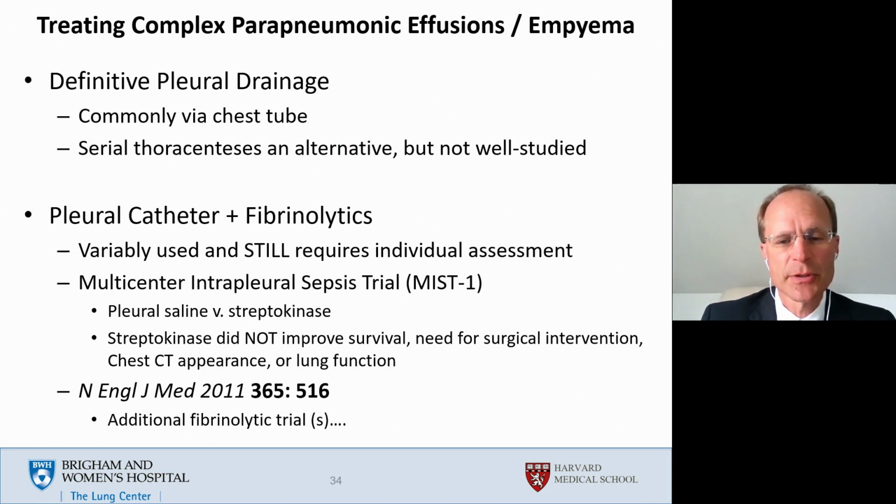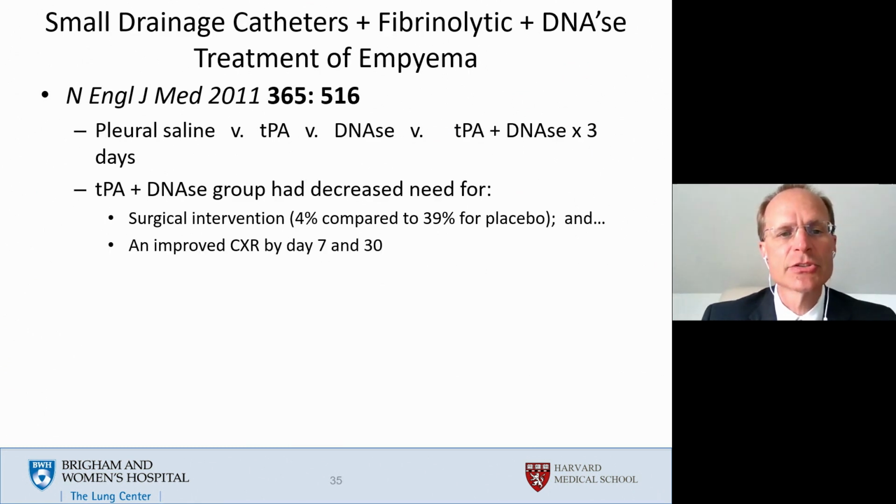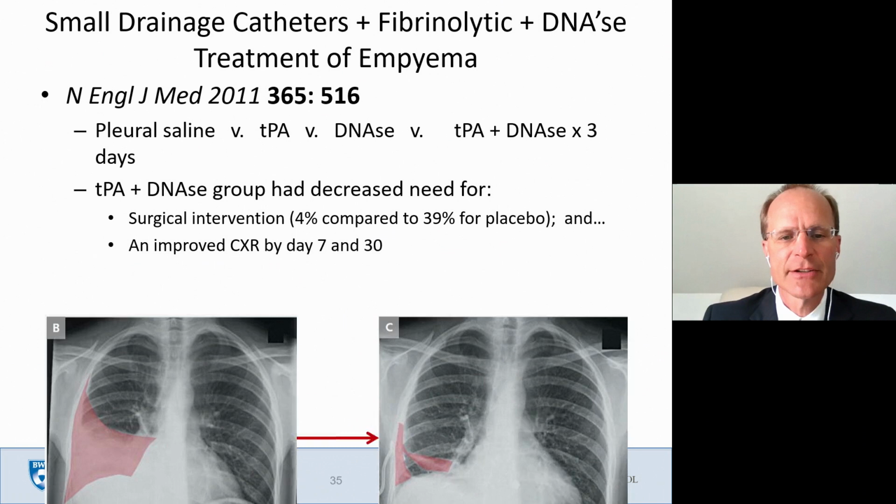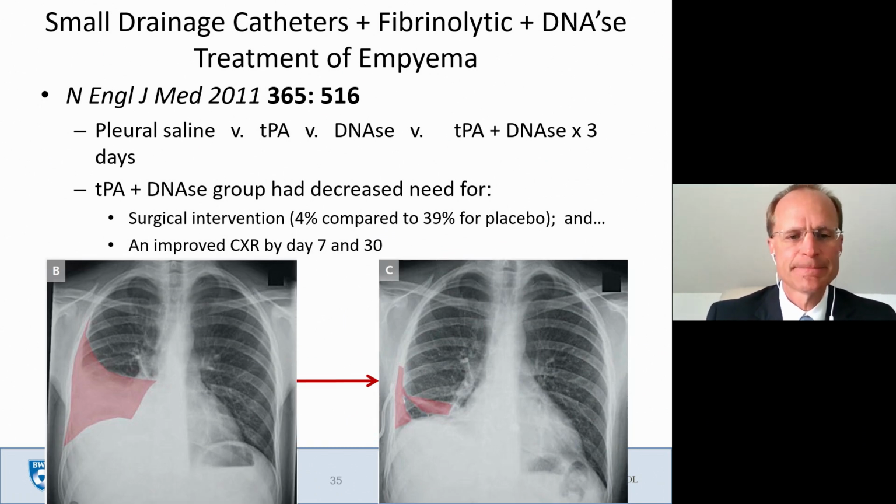The first intrapleural streptokinase trial was equivocal, but in 2011, there was a trial of pleural saline or TPA, tissue plasminogen activator, or DNase, or a combination of TPA and DNase given twice daily for 3 days through the chest tube. And the DNase and TPA group had decreased need for surgical intervention, 4% versus 39%, and an improved radiograph and clinical outcome at day 7 and day 30, as shown in these chest x-rays, where we have resolution of a fairly complicated parapneumonic pleural effusion using chest tubes and fibrinolytics and DNase.